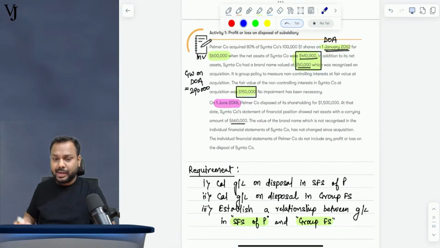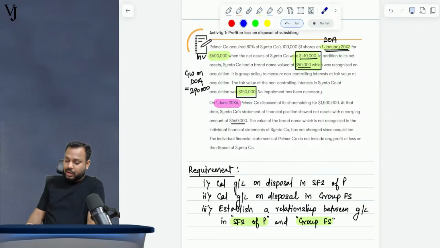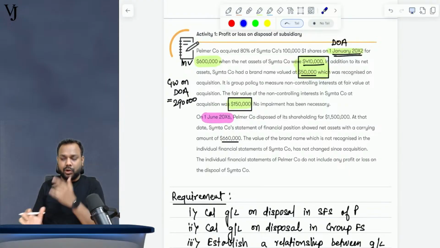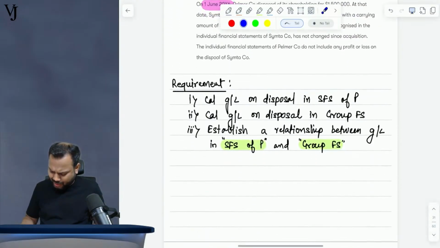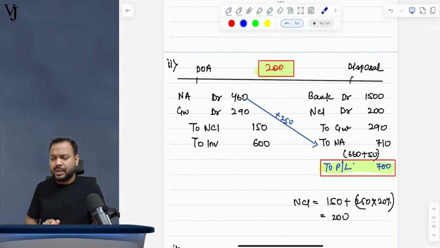Now understand, I'm taking up a question. Activity 1, profit or loss on disposal of subsidiary. Rather than explaining the entire question, I have already drawn the diagram of it, which I'll explain.